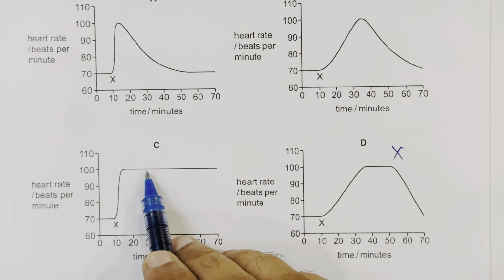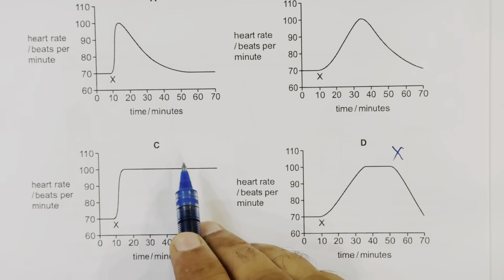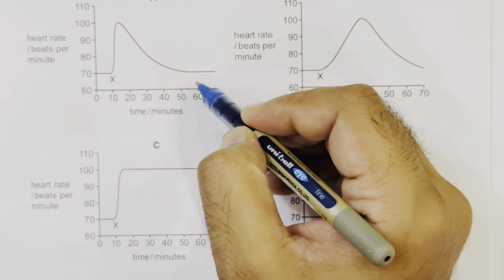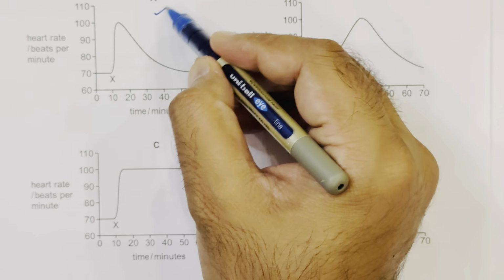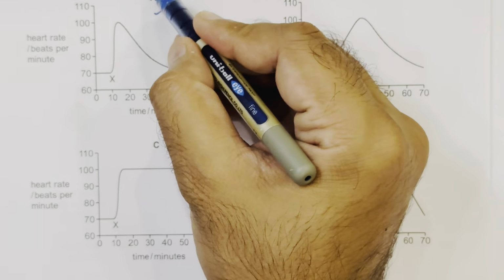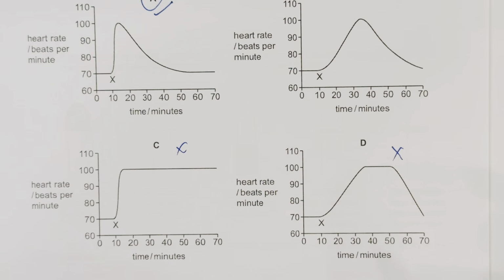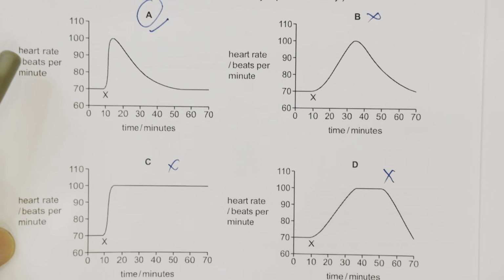After increasing, it should not remain stable. So the heart rate is continuously changing, decreasing, and after the shock it increases suddenly. So option number A is the right answer. Option number C is the wrong answer. So this was an easy MCQ.